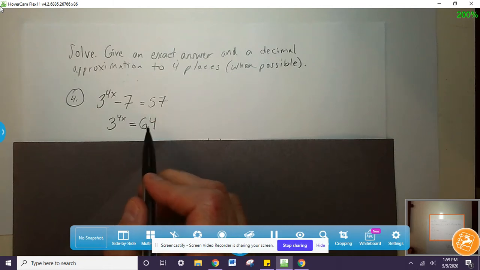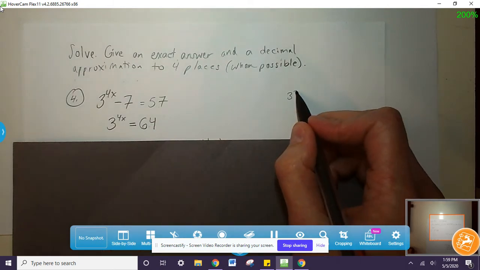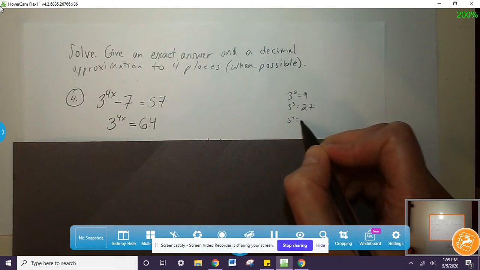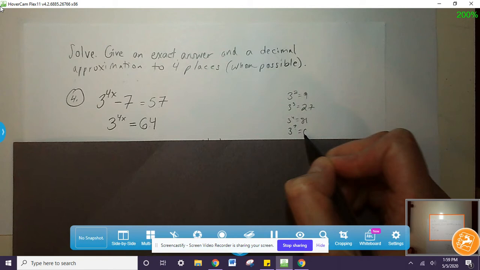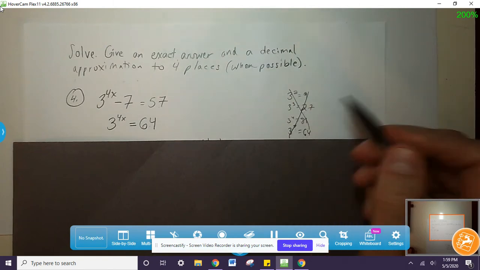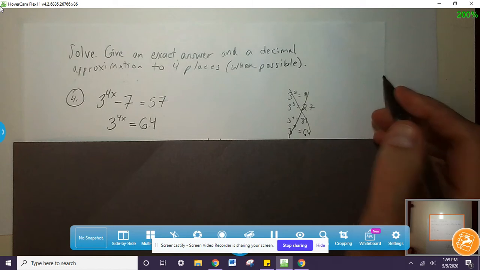But unfortunately, we can't rewrite this as a power of 3 because 3 to the second is 9 and 3 to the third is 27 and 3 to the fourth is 81. I have no idea 3 to what power gives me 64. It would be some crazy decimal. So the strategy from before is not going to work for us here. So we need a new strategy.